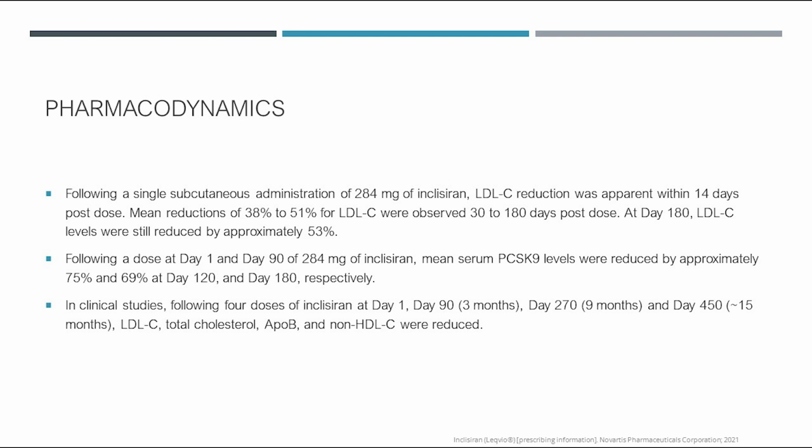Now, following a dose on day 1 and day 90 of 284 milligrams of inclisiran, the mean serum PCSK9 levels were reduced by approximately 75% and 69% at day 120 and day 180, respectively. In clinical studies, following 4 separate doses at day 1, at 3 months, around 9 months, and then about 15 months, LDL-C, total cholesterol, ApoB, and non-HDL cholesterol were all reduced.